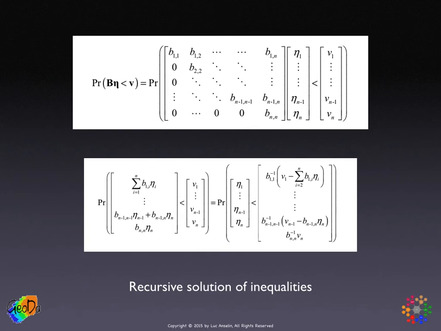And with a value for eta n in hand, which we only can do because we simulate it, then we can actually solve that next row. So we now simulate an eta n from a truncated normal distribution with a truncation at Vn divided by Bnn. So we can do that too.